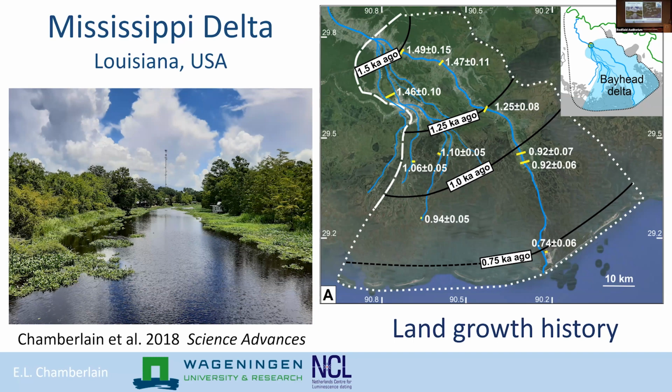And we were able to reconstruct its growth rates, its growth patterns, and how much land it created in that time. That kind of information is useful for coastal restoration, so looking at what's possible if we divert water and sediment to try to build new land. And it also tells us about fundamental delta dynamics, how these kind of systems operate here in the Mississippi Delta.